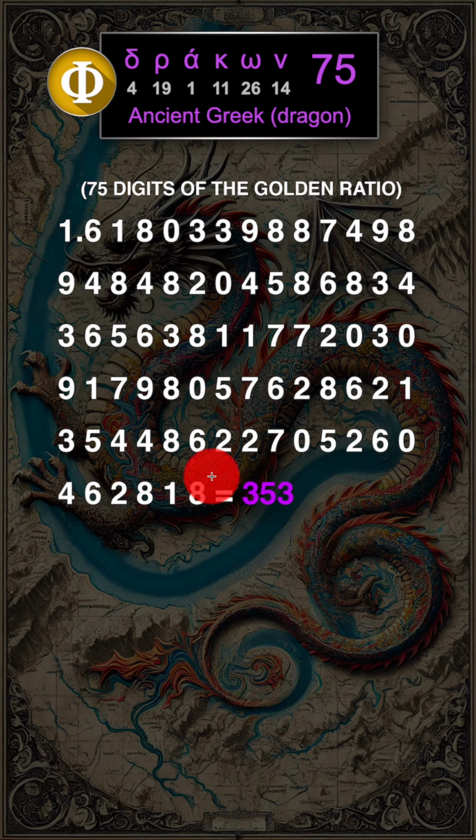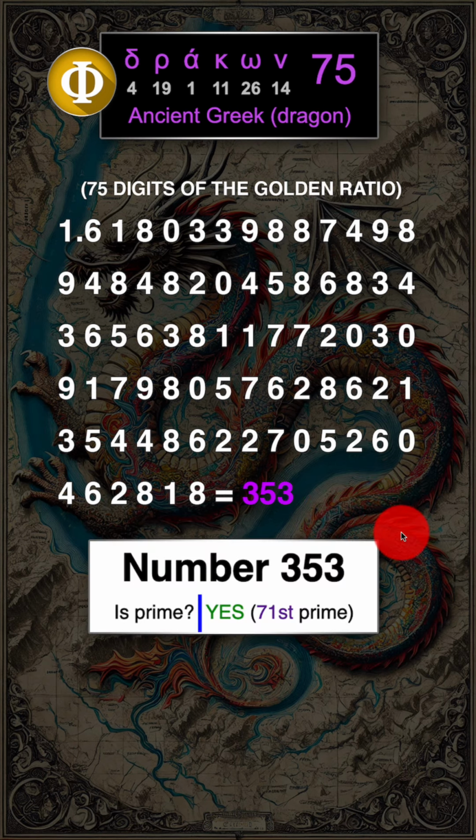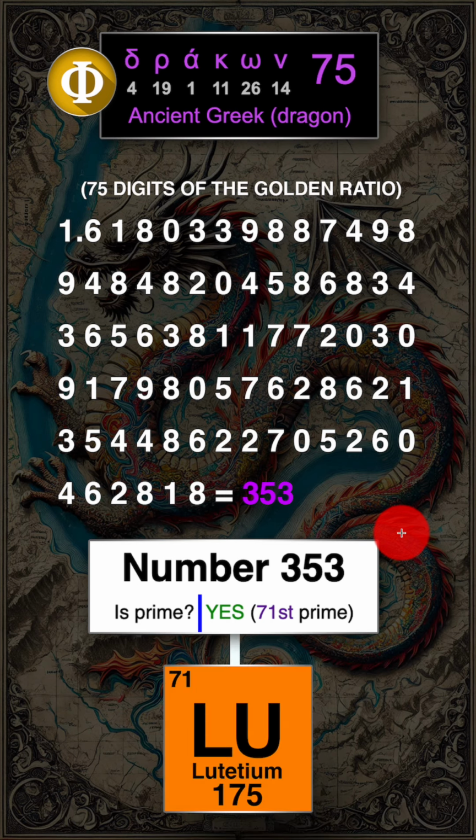Look at what number is the 75th digit. The number 8. What is the number 8? DNA. It's the torus field. I'm going to come back to this. I hope I can come back and remember this. What's 353? It's the 71st prime number. And what is 71 in chemistry? Lutetium. What are those two first letters? Lu. As in what? Lucifer. You see how crazy scripted this is? Using mathematics tied with numerology, tied with mathematics and chemistry.